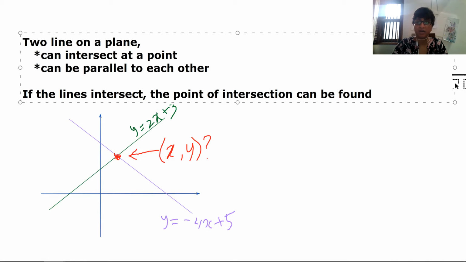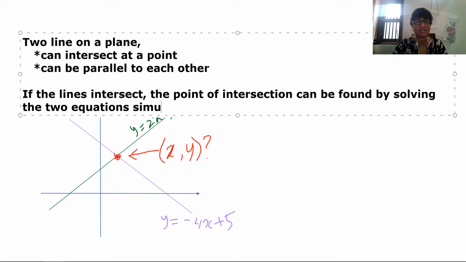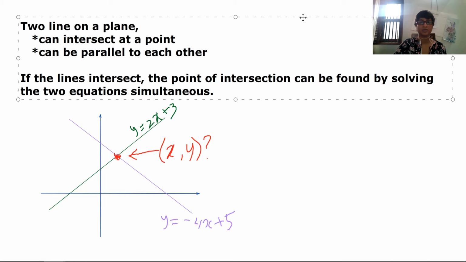Found by solving the two equations simultaneously. Now I hope that you really understand how by solving these two equations simultaneously we can find the coordinates, because the two numbers at that intersection point have to satisfy both of them at the same time, right?